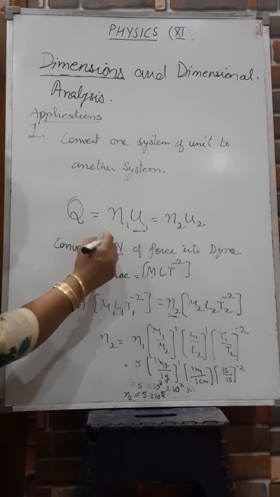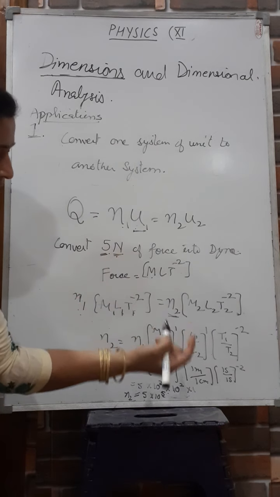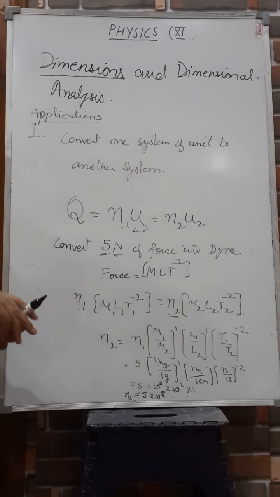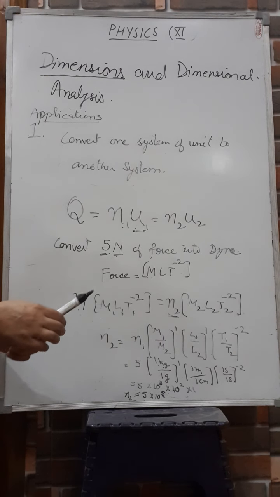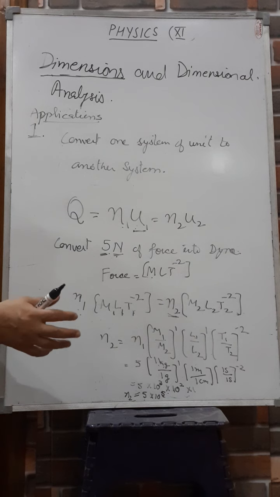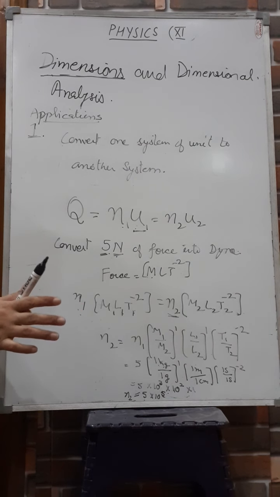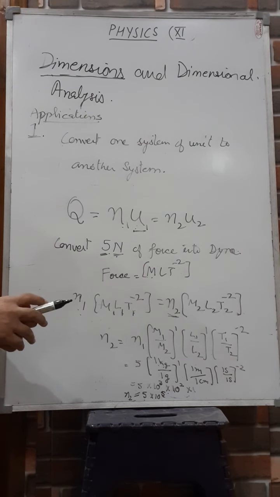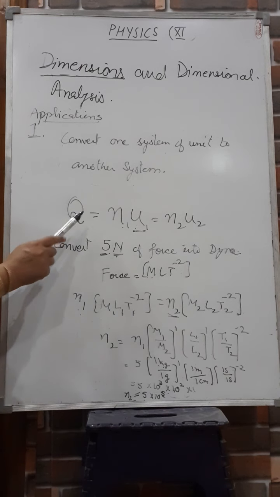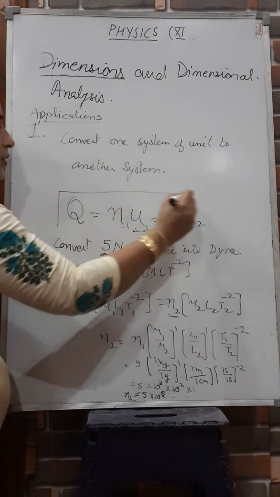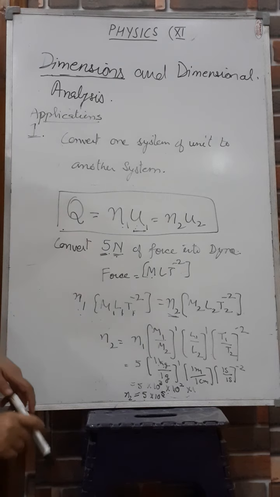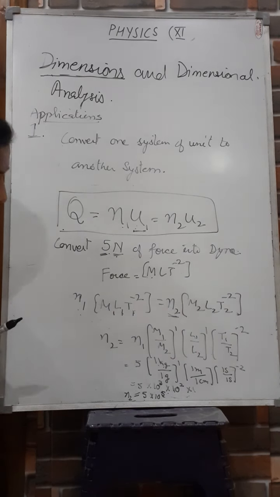So we can write 5 Newton is equal to 5 into 10 raised to power 5 dyne. This is how we can convert one system of unit into the other system of unit. This is the main thing which we have to keep in mind: the formula is for converting one system of unit into another system of unit.